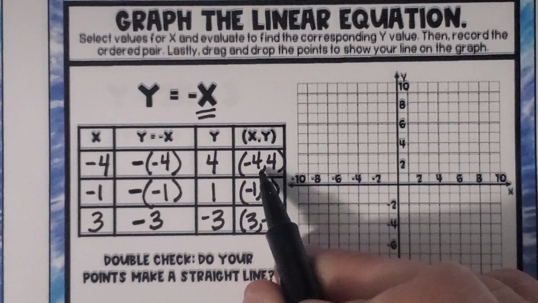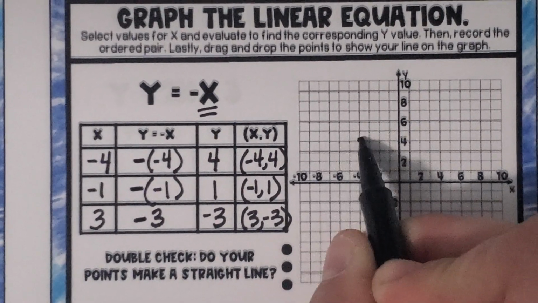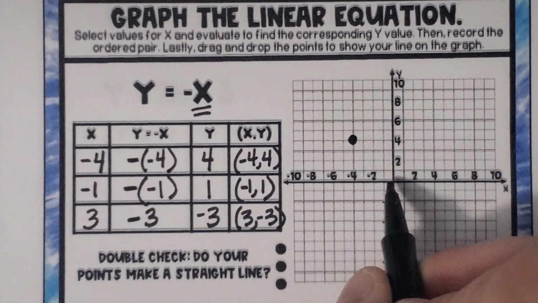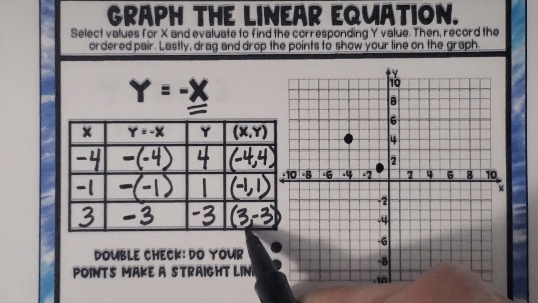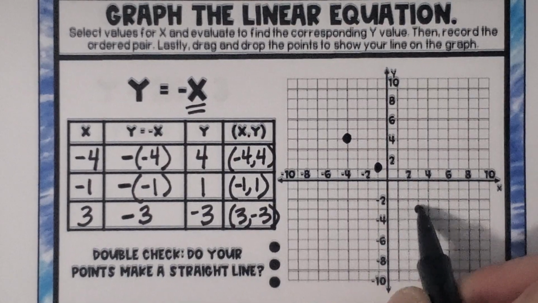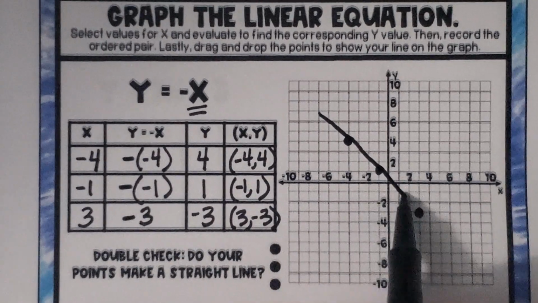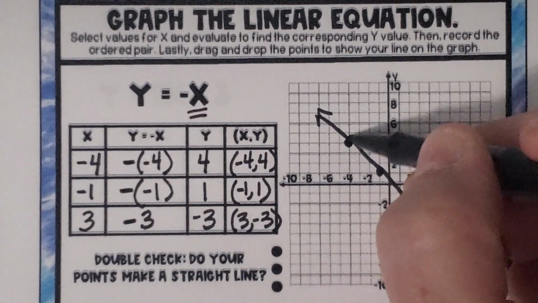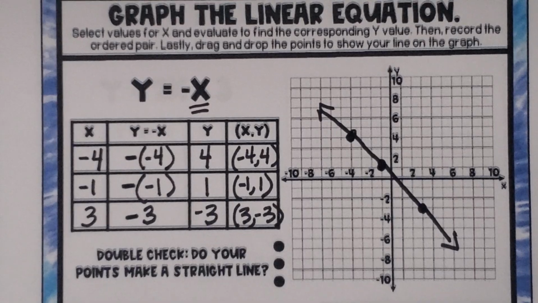I'm going to plot negative 4, 4. I'm going to go over to the negative 4 and then up to the positive 4. And there's my first point. My second point is going to be negative 1, positive 1. And then my last point is going to be positive 3, negative 3. When I have those 3 points, I'm going to connect them. I have to make sure that they are in a straight line, which they are. If they're not in a straight line, then that means that I did my math wrong.